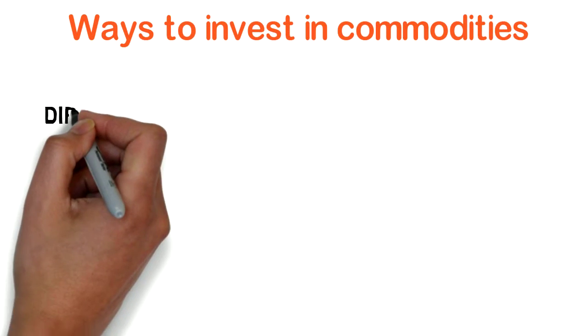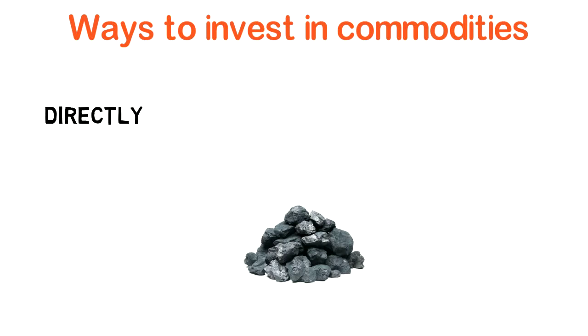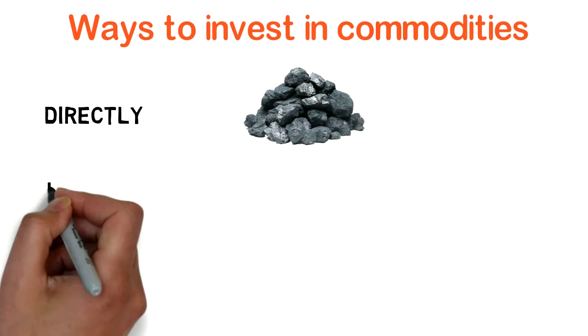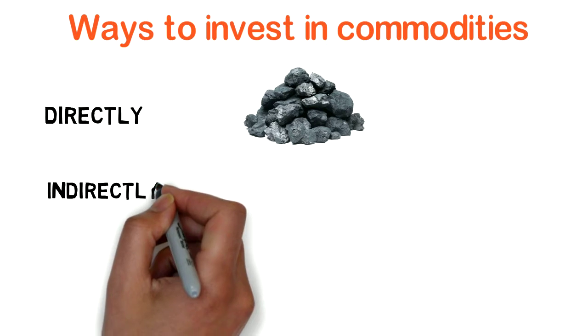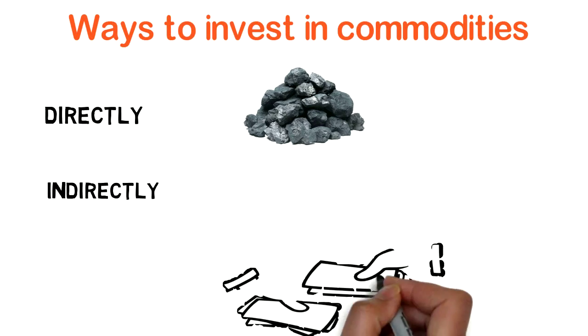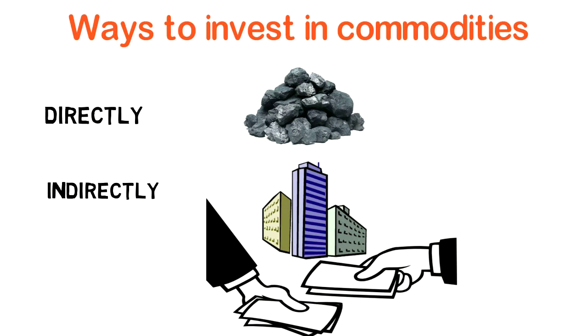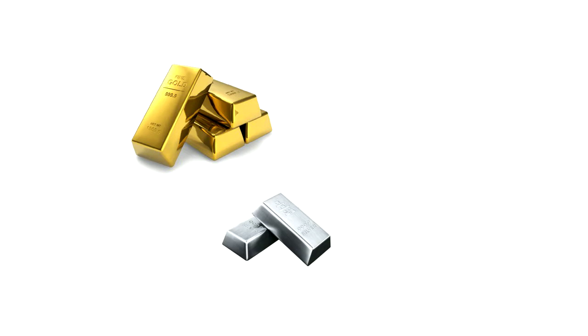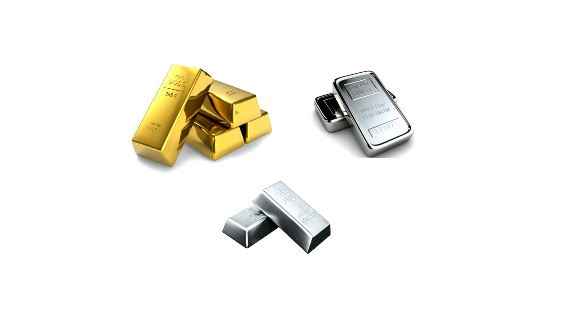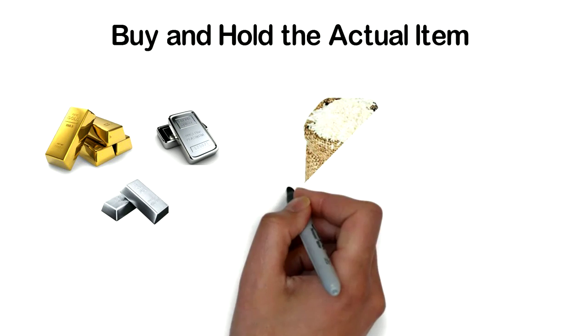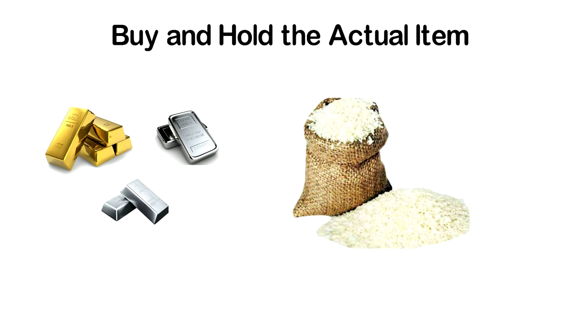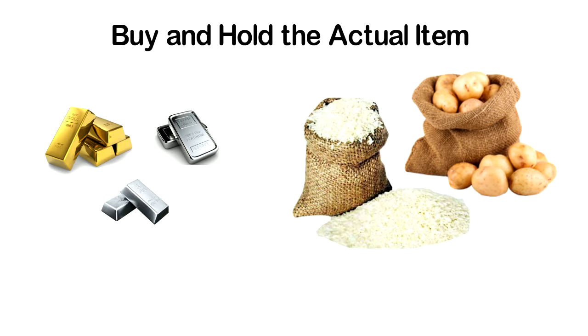There are many routes to take part in the commodity market. Either directly by buying commodities physically, or indirectly, by buying shares of commodity companies, or investing through a fund or an investment trust. The simplest and most traditional way to invest in commodities is to buy and hold the actual item. This way has generally been done with precious metals, like gold, silver or platinum, which are small in size and not perishable, or bulky, like agricultural products.